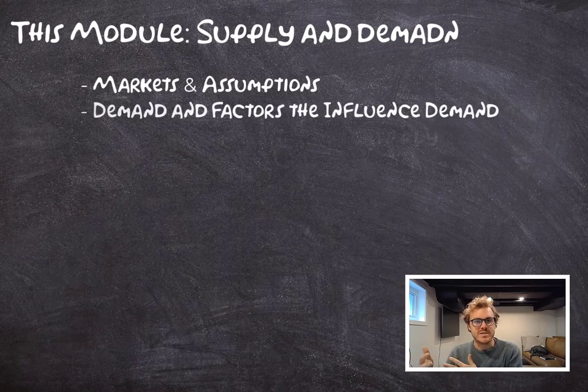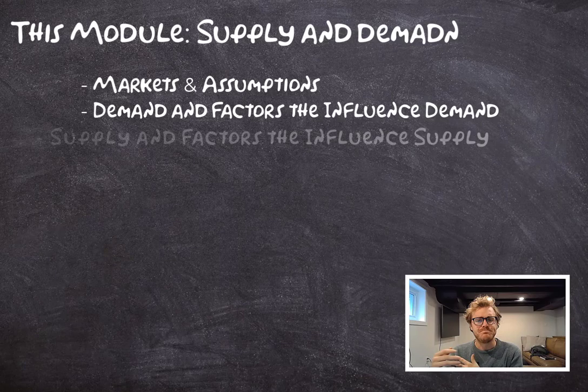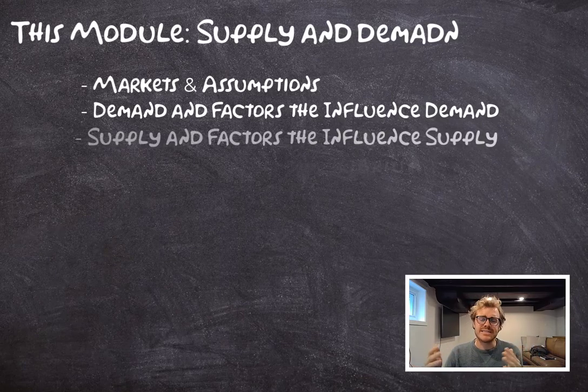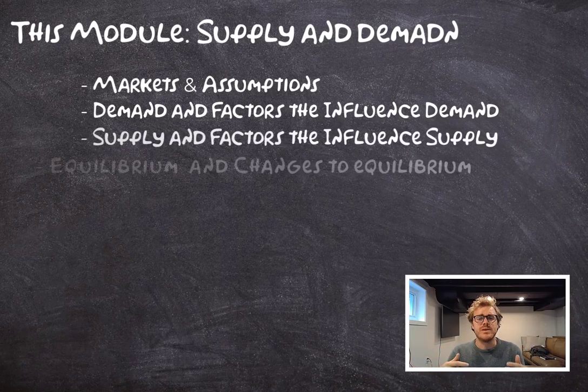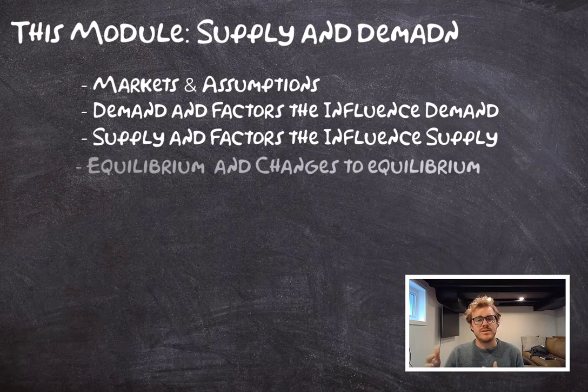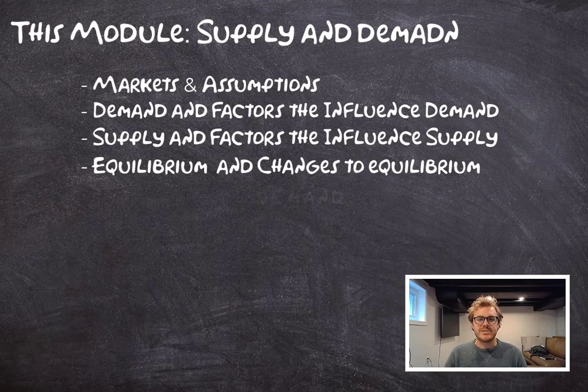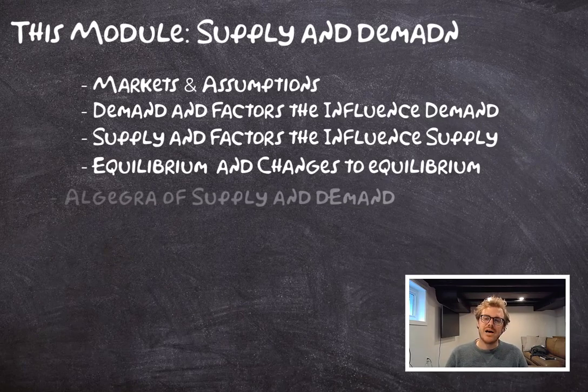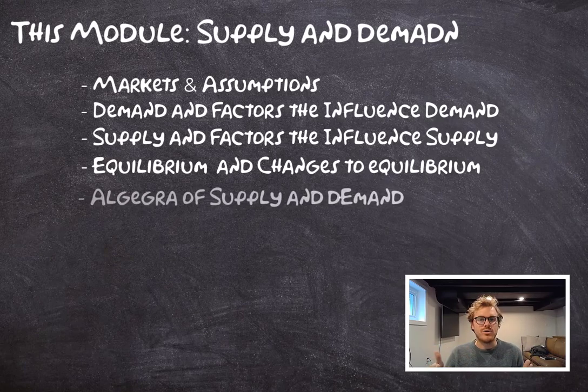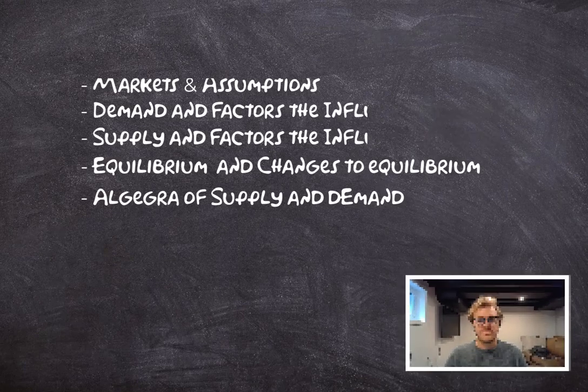demand, so determinants of supply and demand and what shifts them around. Then we're going to bring supply and demand together for something called equilibrium, and then talk about how changes in the factors that affect supply and demand are going to change our equilibrium. We're going to finish off this module by talking about the algebra of supply and demand. So instead of a graphical representation, we can use equations of lines and solve for equilibrium.